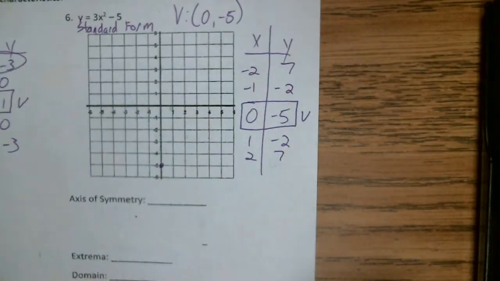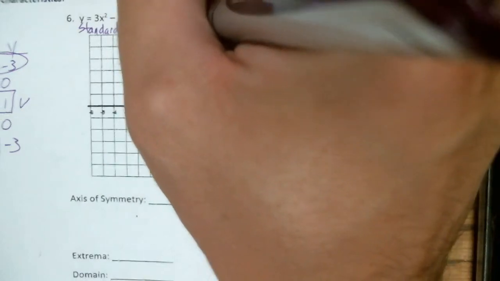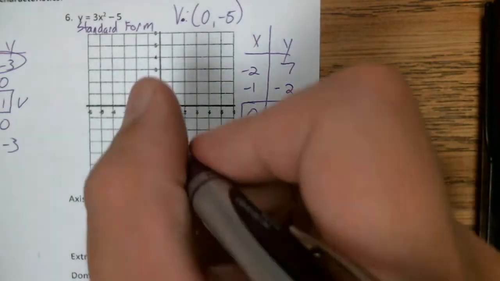Let's plot these. 0, -5. That's my vertex down there at the bottom. 1 comma negative 2, 2 comma 7. I'm off the chart again. That's okay. Negative 1, negative 2, and negative 2, 7. And they weren't very nice to us, were they? Look at all these points going off the graph. That is okay, though.